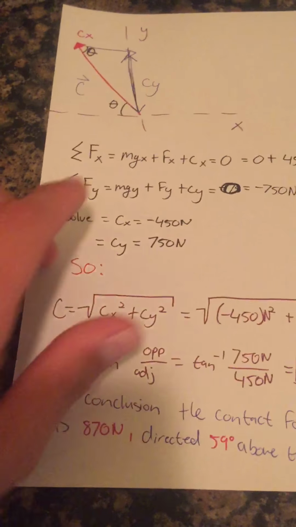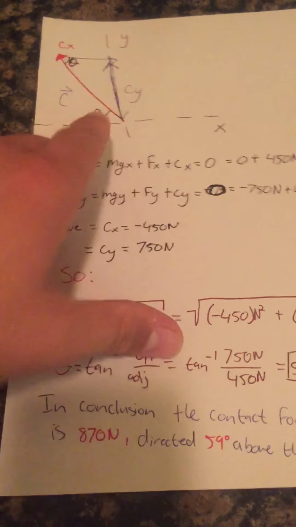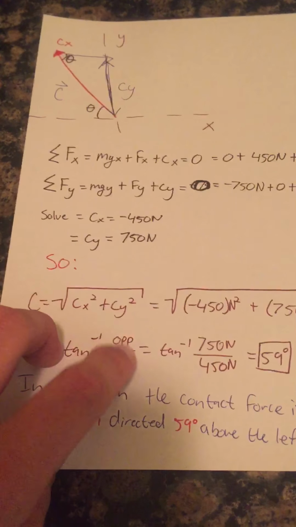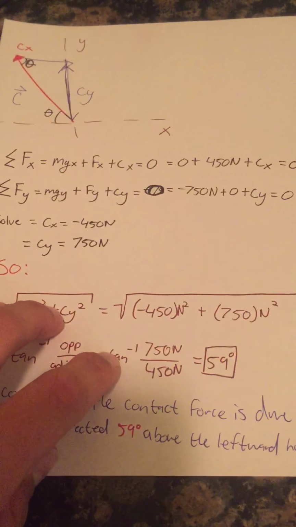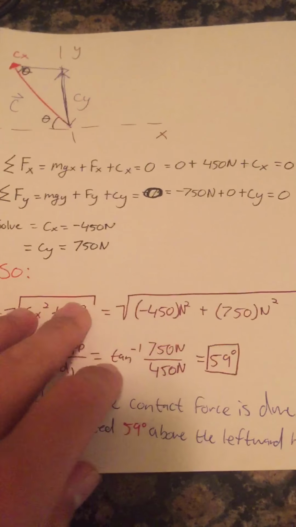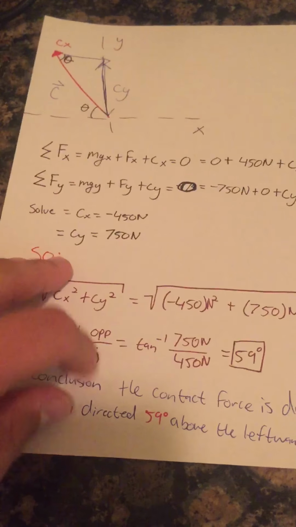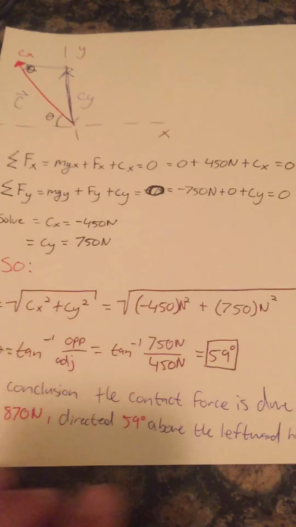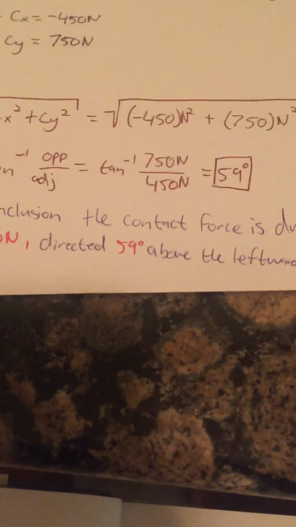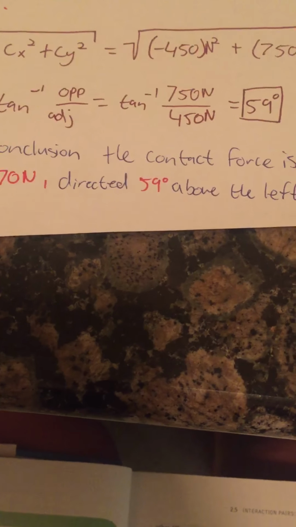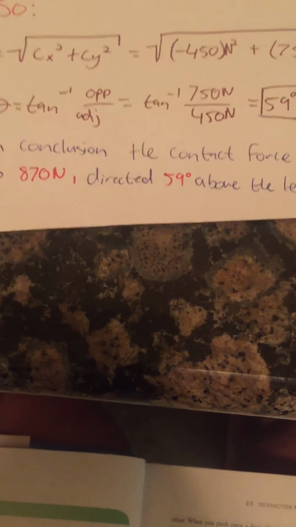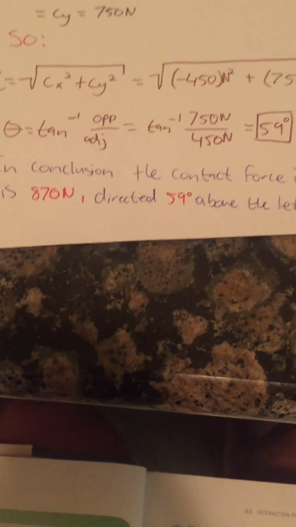And then to find theta, you have to do the inverse. Theta equals the tangent inverse, which is opposite over adjacent. So this equals tangent inverse of 750 newtons over 450 newtons, because you put the opposite over the adjacent, and it gives you 59 degrees. So the contact force and its direction are all reasonable based on the graphical addition, so we can be confident that we did not make an error such as a sign error with one of the components.